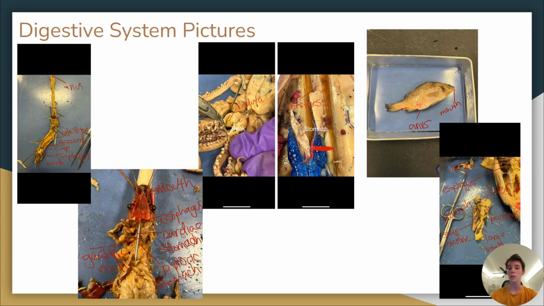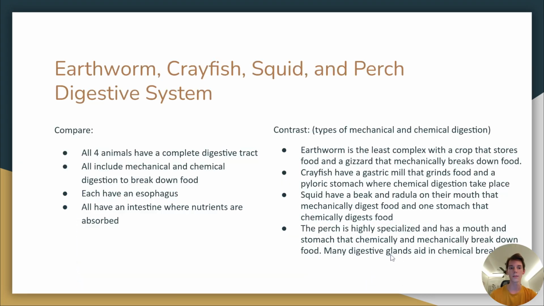The perch is the most specialized digestive system and has a mouth and a stomach that chemically and mechanically break down food. And then many specialized digestive glands help to break down the nutrients that are in their diet as well in the small intestine.